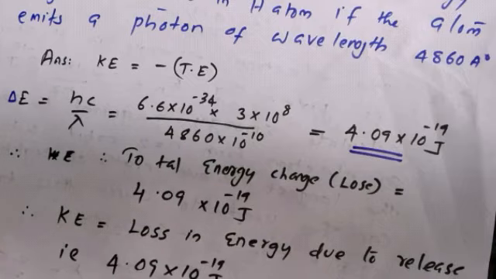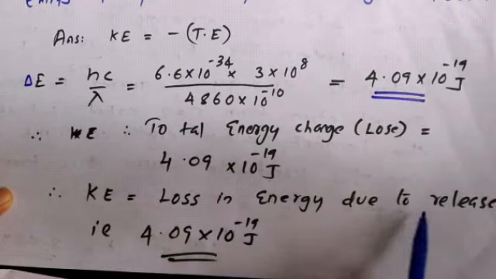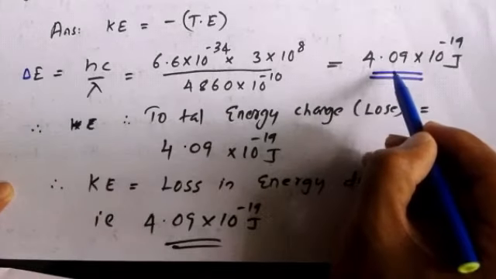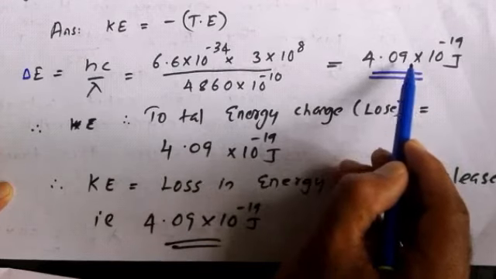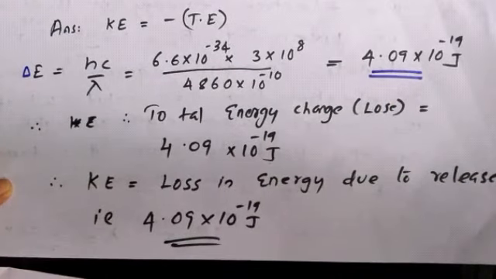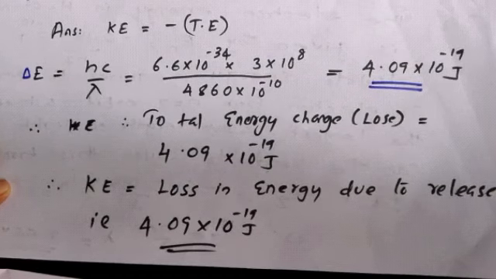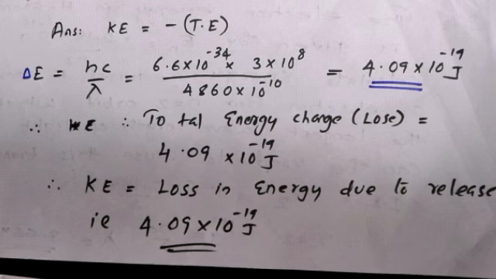Therefore, kinetic energy is equal to the loss in energy due to release. This is the kinetic energy. Here we have calculated delta E, that is why there is no negative sign. This loss in total energy has been converted into kinetic energy of the electron. When an atom emits a photon, the electron energy comes down. Therefore, the total energy lost will be used as the kinetic energy of the electron.